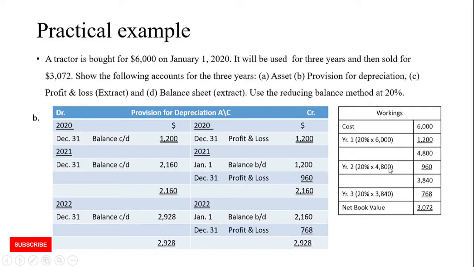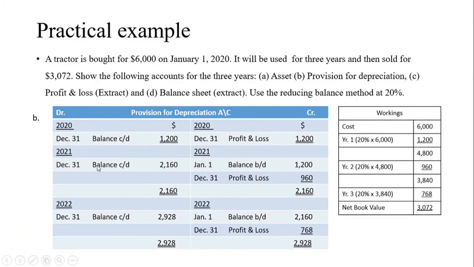In the years after the first year, you calculate the fixed percentage on the reduced balance, which is in this case 4,800. So you calculate 20% of 4,800 and you get 960. So then the depreciation in the second year is 960. So you would put it here. Then now you'd have to add it. So 960 plus 1,200 give you 2,160. And that is how we balance off the depreciation for the second year.